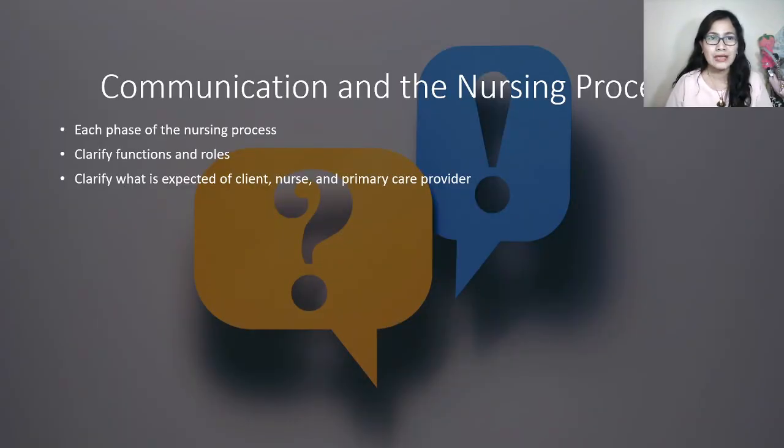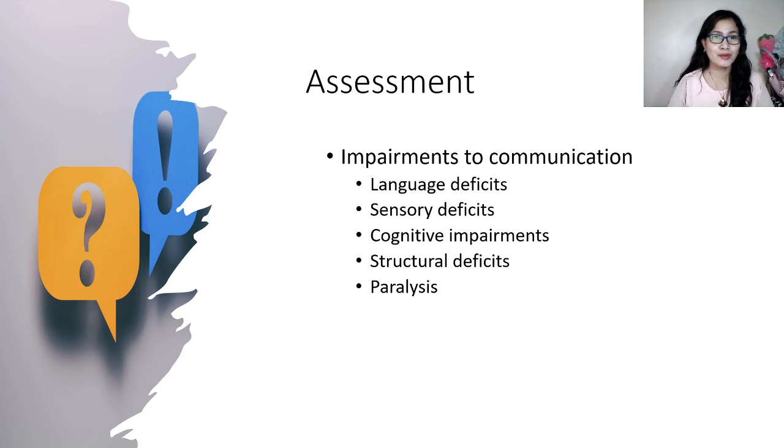Next is about the nursing process, all right? You're going to conduct assessment through to evaluation. We are now going to clarify functions and roles, and any expectations of the client, the nurse, and the primary care provider. In terms of communication, where there is impaired communication, you also need to assess for language deficits. For example, you're using English and the client is not responding. Maybe you need to ask, what's the primary language of the client?